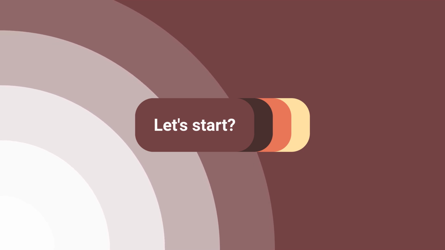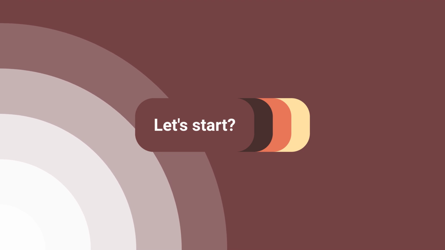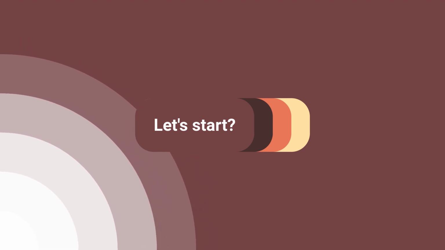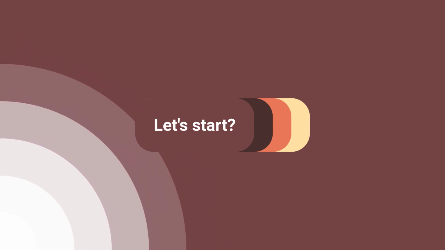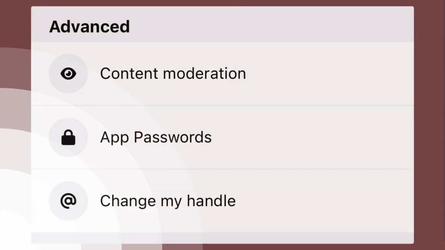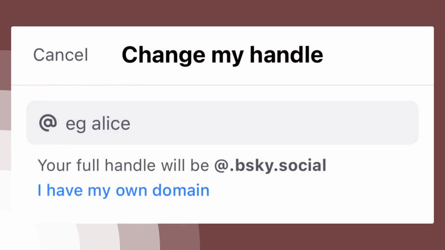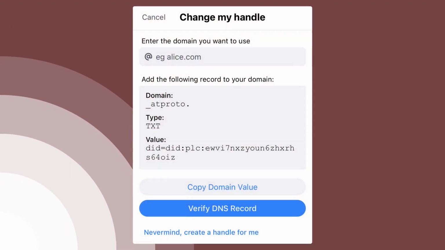Let's start. The next screenshots will show you how to set your custom domain as your handle in your mobile app, but similar steps apply to the desktop version. Open the left side menu by clicking your profile picture thumbnail, click Settings, and scroll down to the Advanced section. Click Change My Handle. On the Change My Handle screen, click I have my own domain. Now you'll have a screen that looks like this.